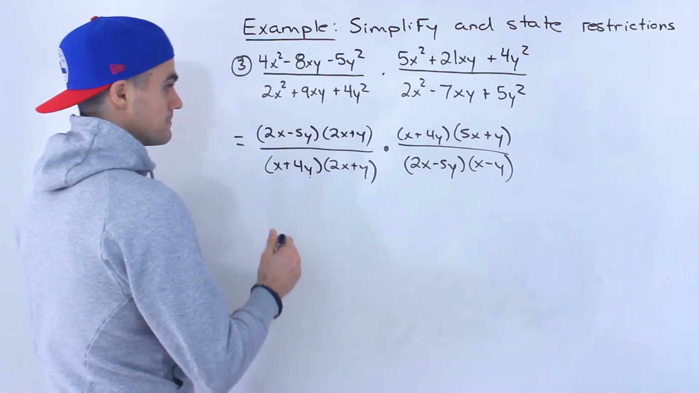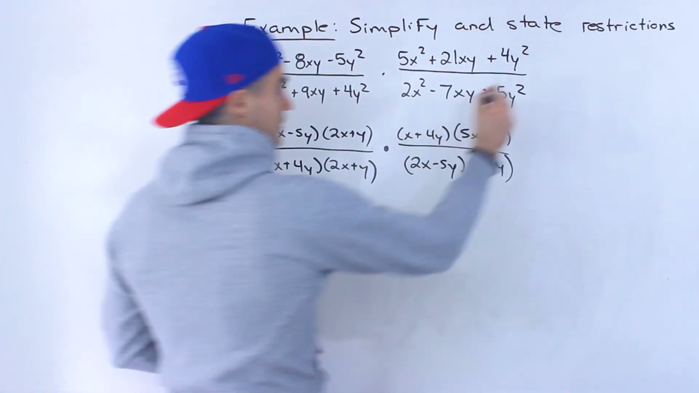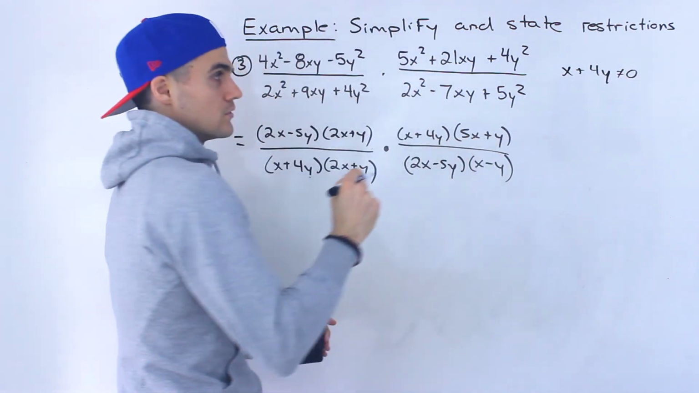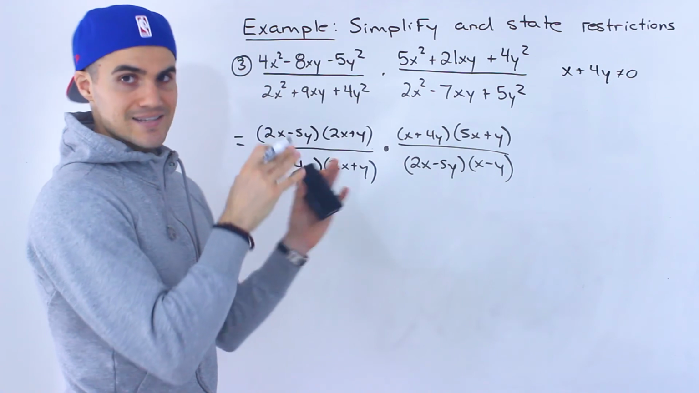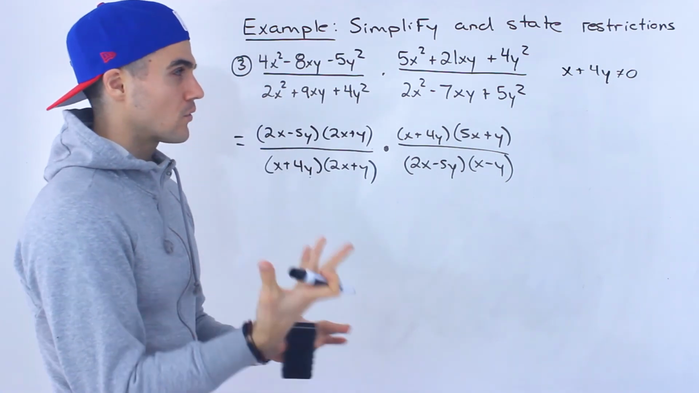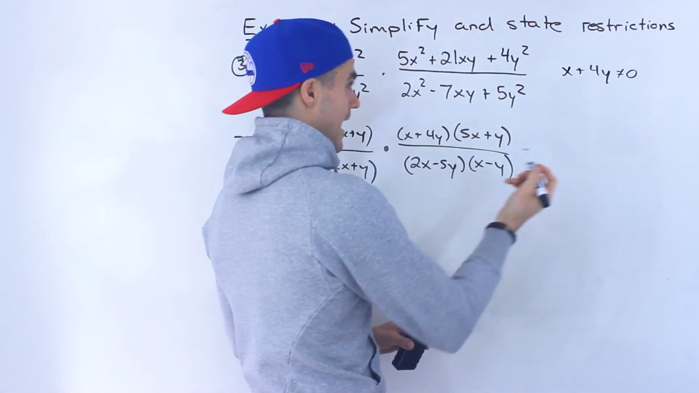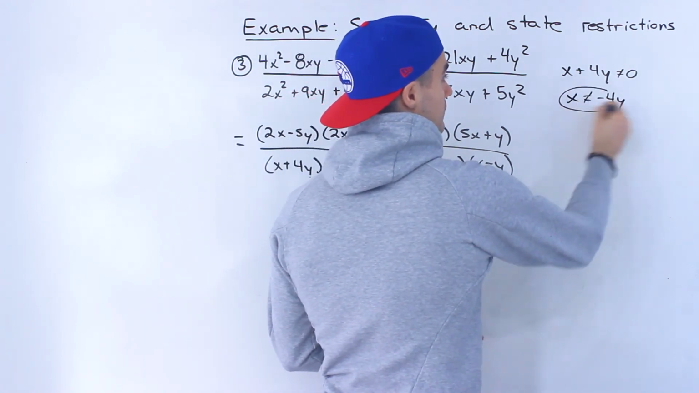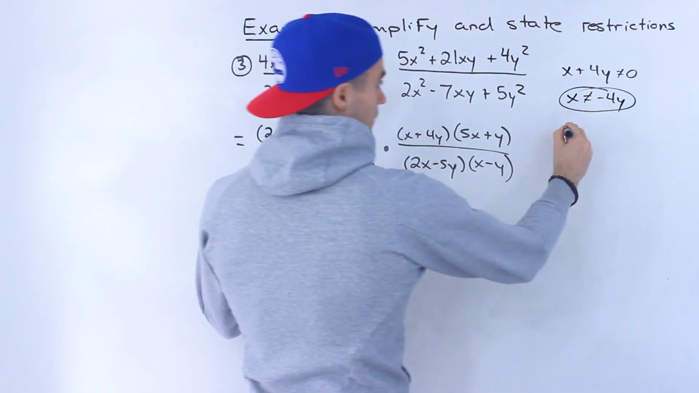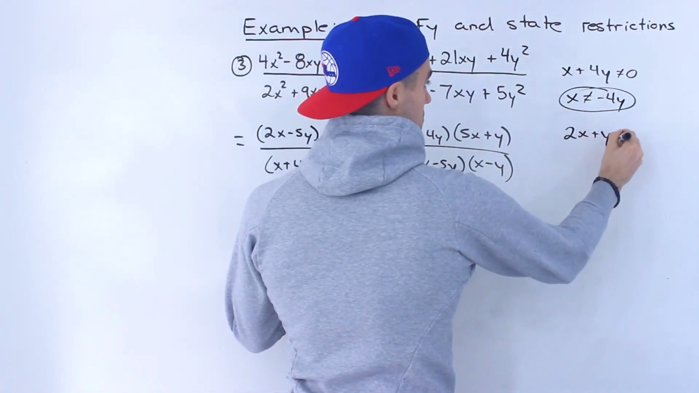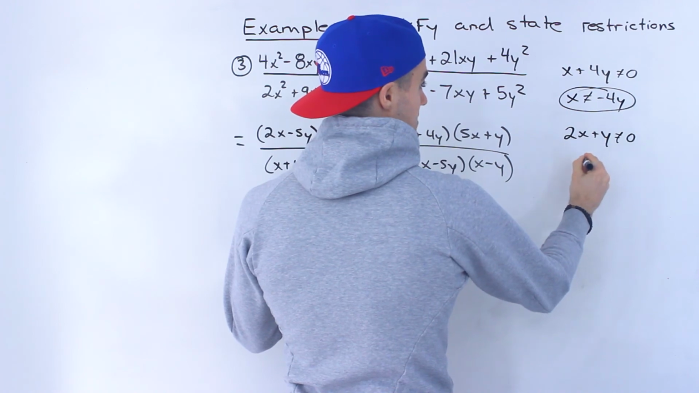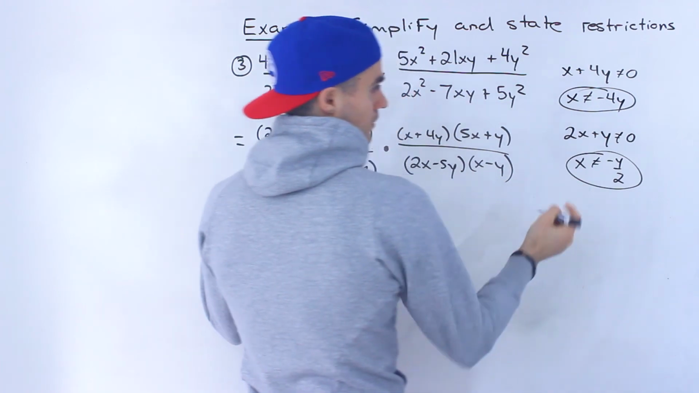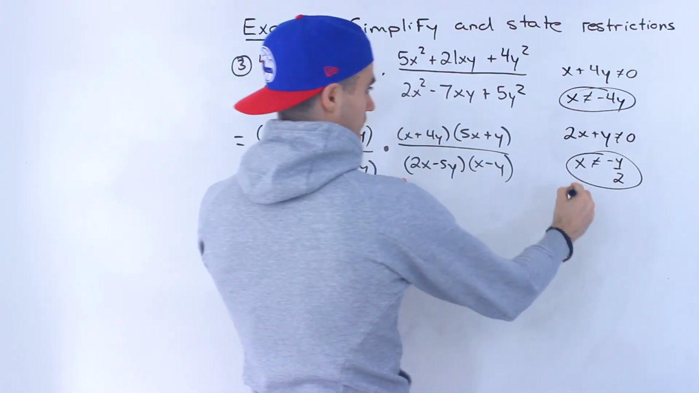So basically, if we do that, notice that x plus 4y cannot equal 0. So you can pick whether to isolate for the x or isolate for the y. Either or works. I'm going to isolate for the x in this case. So notice that x cannot equal -4y. So that's a restriction. Then we have 2x plus y cannot equal 0. If I isolate for this x, basically x cannot equal -y over 2. Right? When I bring this over, divide by 2.